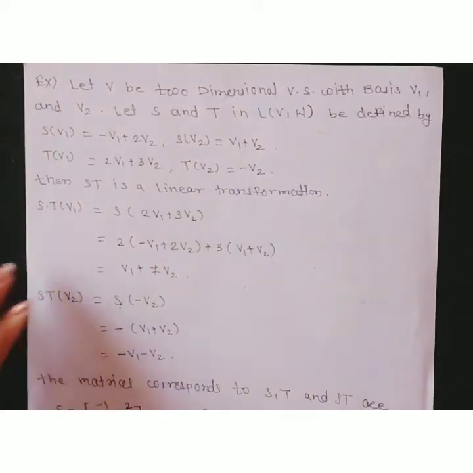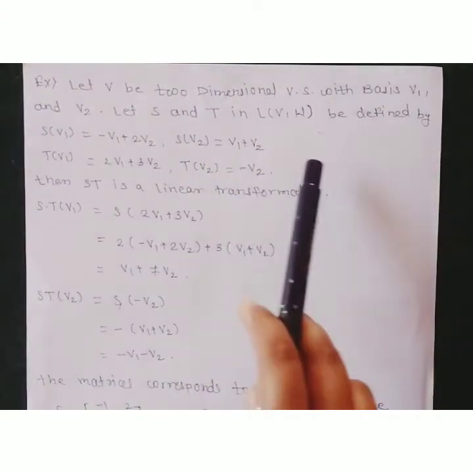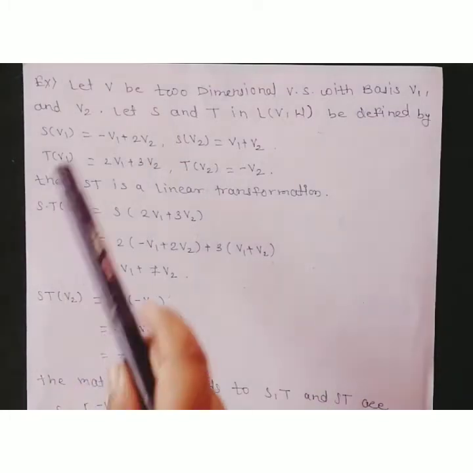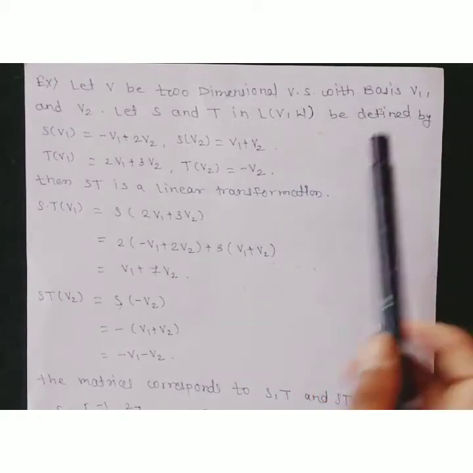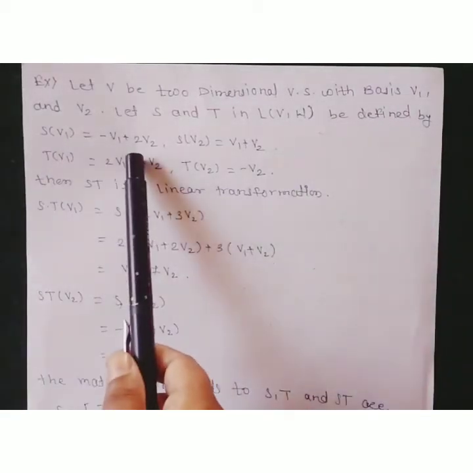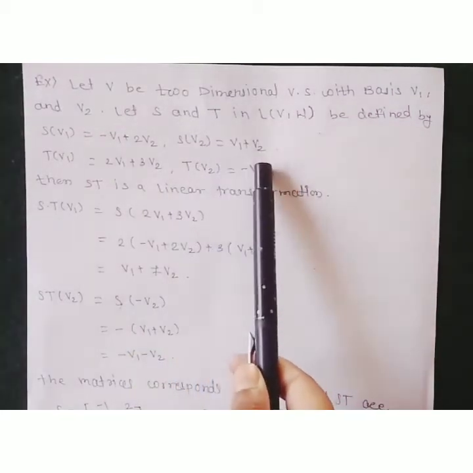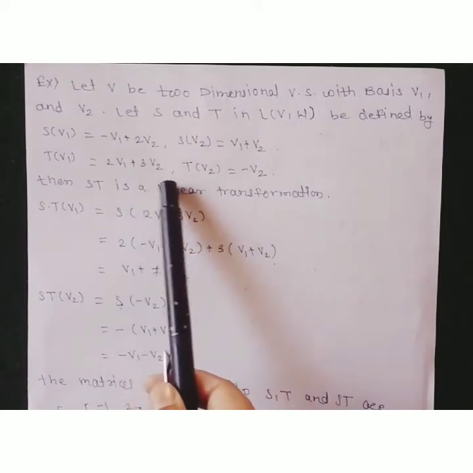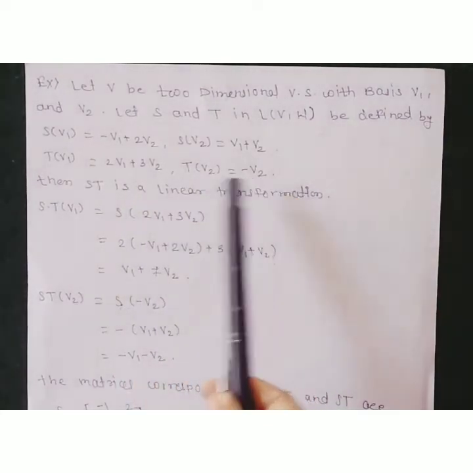So the example is: let V be a two-dimensional vector space with the basis v1 and v2. Let S and T in L(V, W) be defined by S of v1 is equal to minus v1 plus 2v2, S of v2 is equal to v1 plus v2, T of v1 is equal to 2v1 plus 3v2, T of v2 is equal to minus v2.